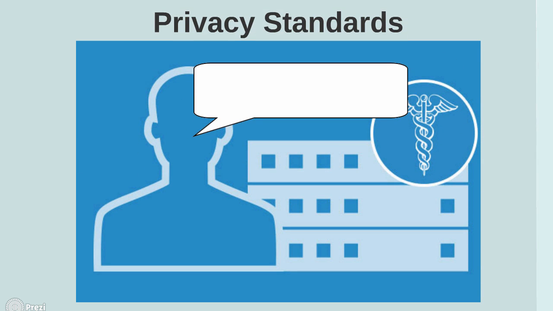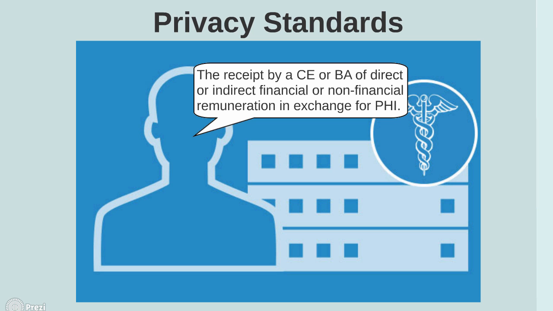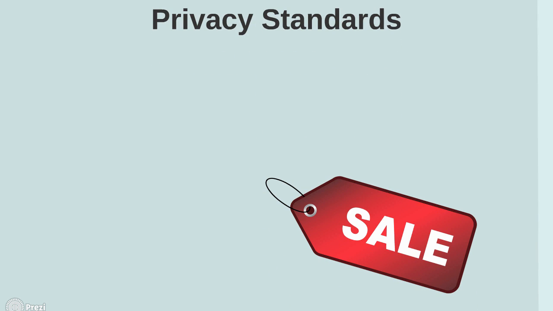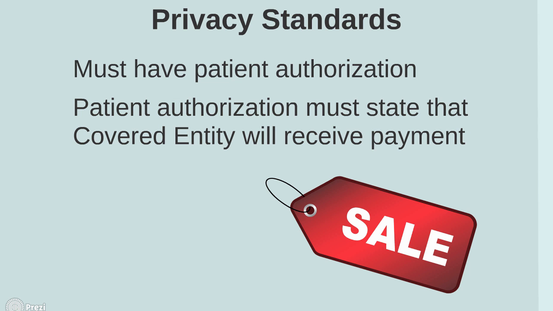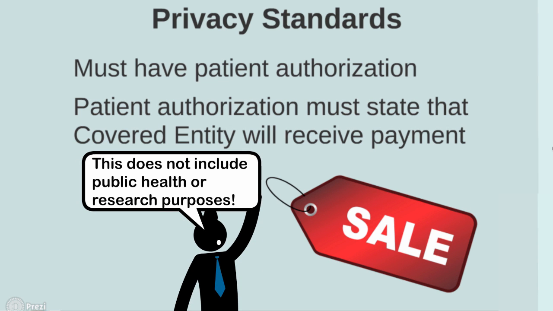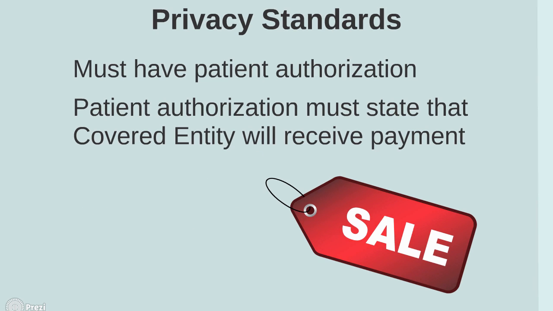A type of disclosure that requires a patient's authorization is the sale of PHI, which is defined under HIPAA as the direct or indirect financial or non-financial remuneration in exchange for PHI. You must have a patient's authorization to sell their PHI, which must state that the covered entity will receive remuneration during the transaction. Public health and research purposes are not considered the sale of PHI.